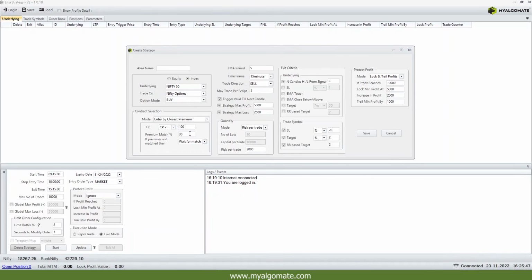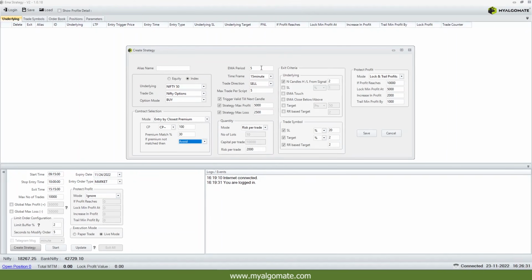You can also set premium match percentage. So let's say if you are keeping the option price nearest to 100 rupees, and if you have set the premium match percentage equal to 30, then it will select the option contract which falls in the range of 70 to 130 and it is nearest to 100. And if there is no option contract available between the range of 70 to 130, then there are two options. Either you can wait for premium match, so it will wait for any option contract to come within the range of 70 to 130, or you can choose to avoid the entry. So if no option falls within that range at the first check, then it will just simply avoid the entry.